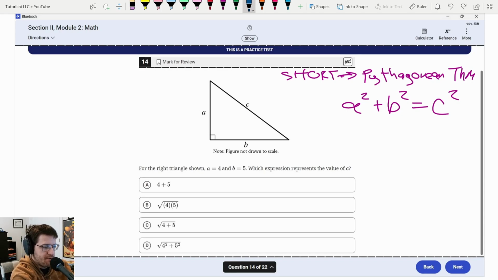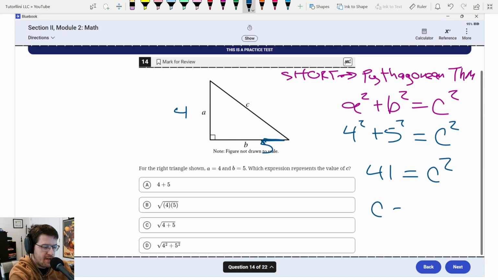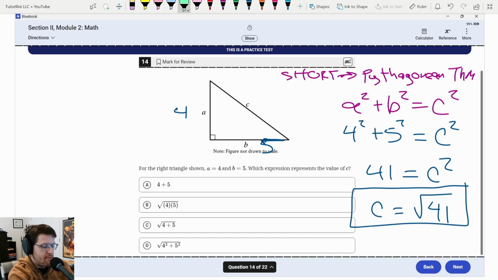Anyway, they told us a is 4 and b is 5, and we'll just leave the missing side as c. So I'll do 4 squared plus 5 squared equals c squared. 4 squared plus 5 squared is 41. Now I take the square root of both sides and I get c is equal to the square root of 41. I don't need to put a plus or minus because lengths can't be negative. I don't know why they wrote it like this, but d is equivalent to the square root of 41. As we just talked about, 4 squared plus 5 squared is 41.